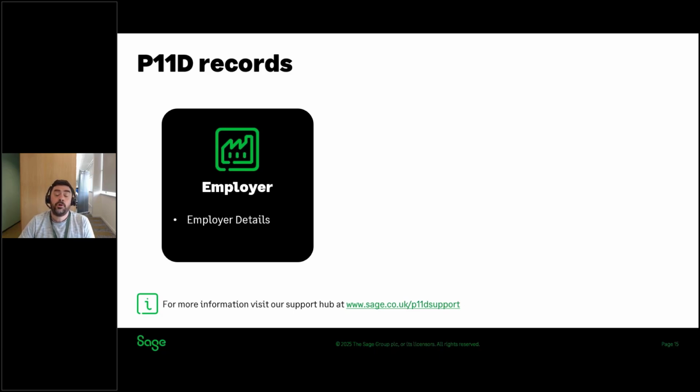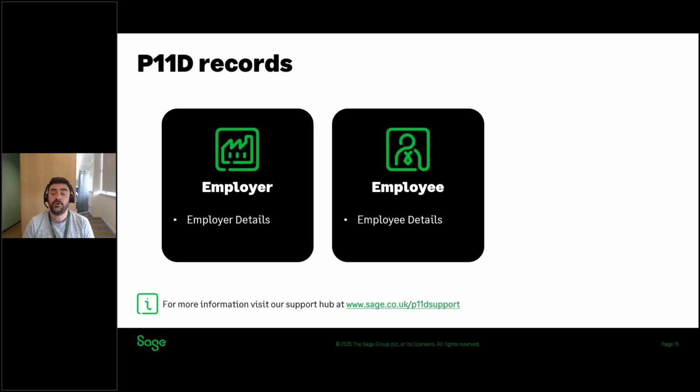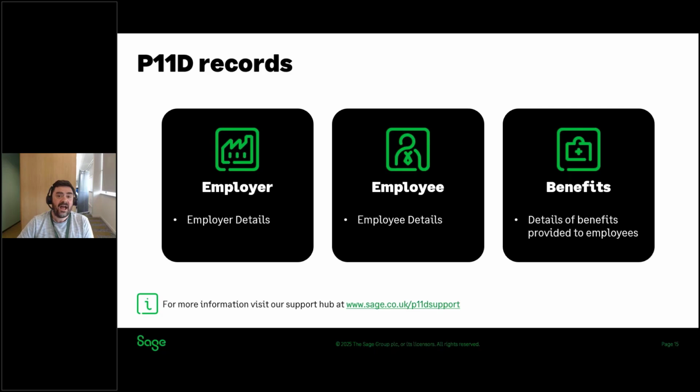For any employee who has received benefits during the tax year, you will need an employee record containing the employee details, so name, address, NI number, for example. And then for each type of benefit provided to an employee, you would need to create a benefit record, which will include things like what category it falls under and what dates that benefit was available, as well as the cash equivalent value of the benefits you're providing.